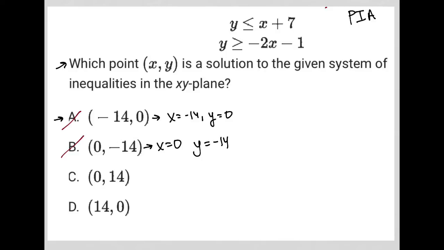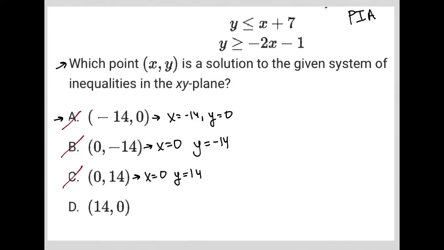Now we're on to choice C, which is saying that when x is 0, y is positive 14. So let's try that. Replace y with 14, replace x with 0. 0 plus 7 is 7. Is 14 less than or equal to 7? No, 14 is greater than 7. So C is also gone. No need to try the second inequality.